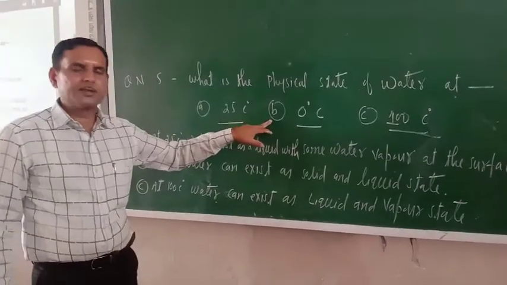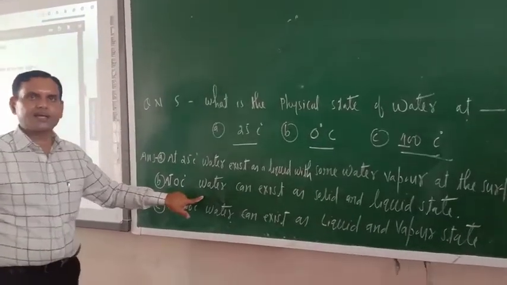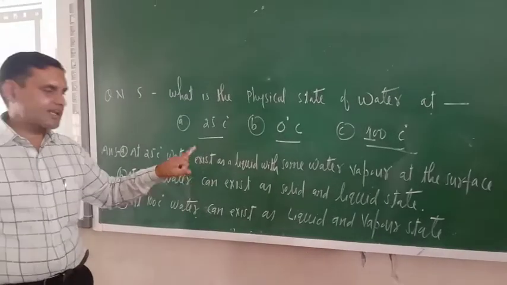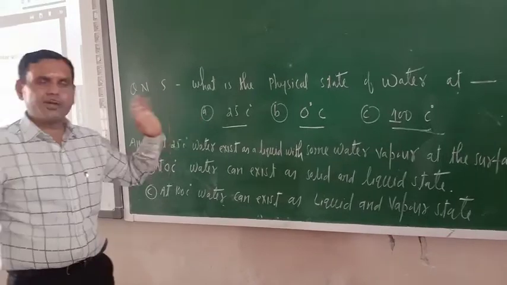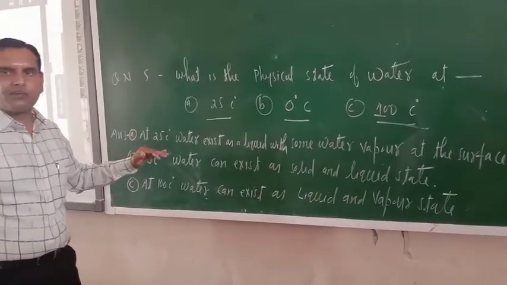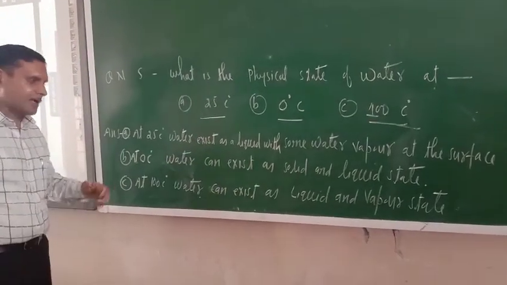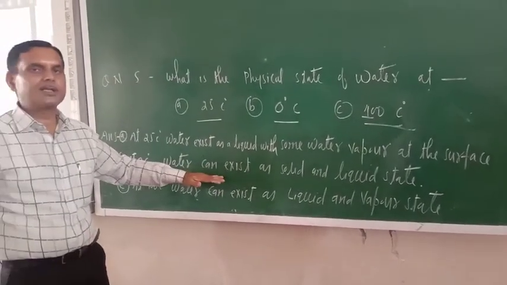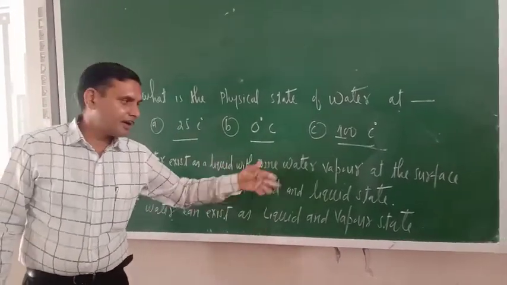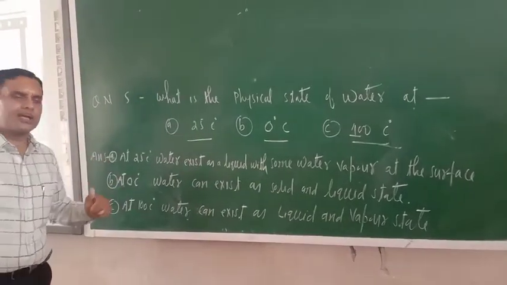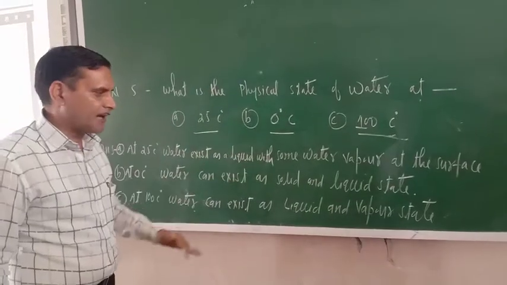Second one, B, is at 0 degrees Celsius. At 0 degrees Celsius, water can exist in solid and liquid state. Reason: 0 degrees Celsius is the freezing point of water as well as the melting point of ice. So just try to understand, it will be in the freezing condition. When it freezes, it will be solid. When it melts, it will be liquid. So at 0 degrees Celsius, water can exist as solid as well as liquid.